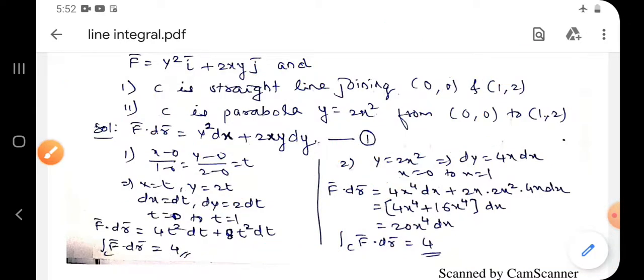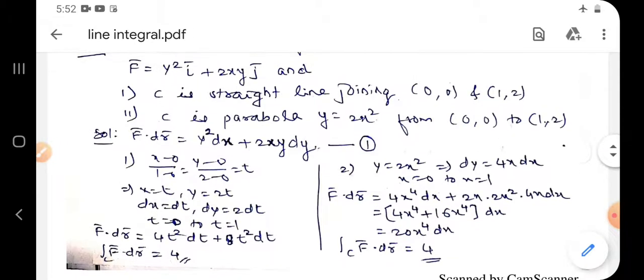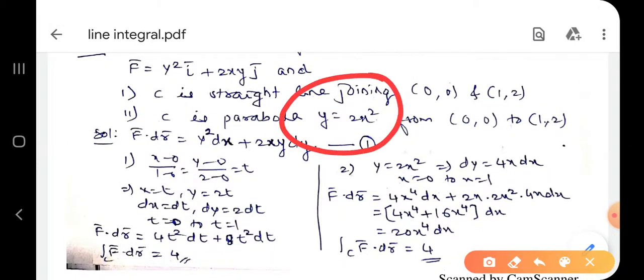No problem. Now I have to concentrate on the second part. Here no need to put in terms of t, because it is ready-made given. What is given to us? y is equal to 2x square. Now y equal to 2x square means dy equal to, take the derivative of x square, it is 2x into 2, I get 4x dx. y equal to 2x square and dy is 4x dx. Understood? Now what is the value of x? x moves from 0 to 1. Limit of x. Already I have transferred y in terms of x, so no question. Our x has value from 0 to 1.